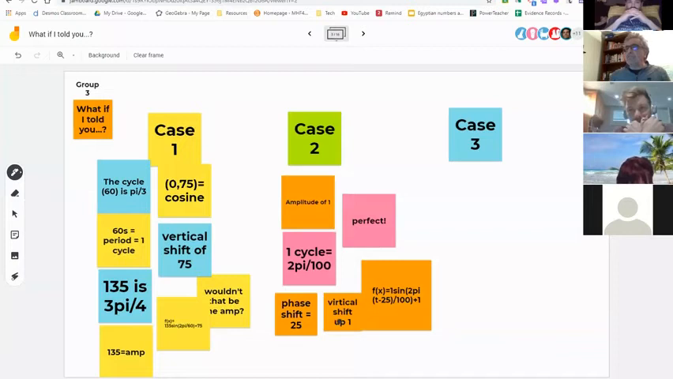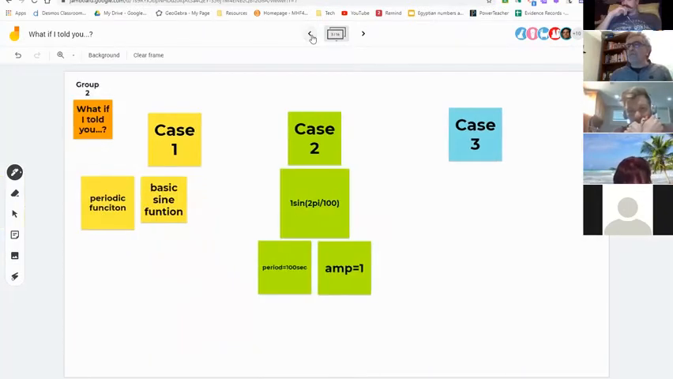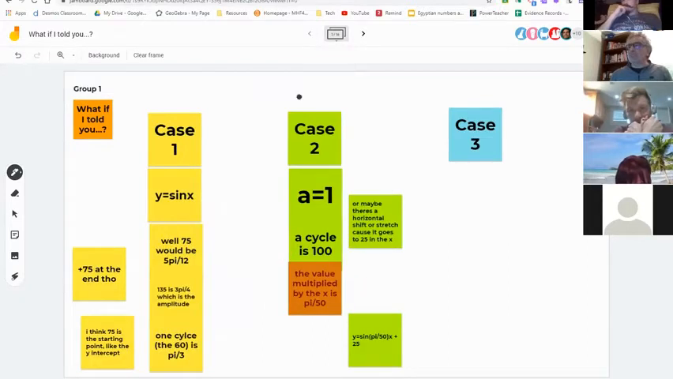Okay, case 2. So here's our equation. And this team did 1 sine 2 pi, and then t minus 25 over 100. So they believe the graph is shifted 25. Okay, so that's the second time we see this idea of the graph having a horizontal shift. Okay, and then here, there's some data. We still haven't gotten to an equation here, but that's okay. Identify the period, the amplitude, and let's go to our group 1.